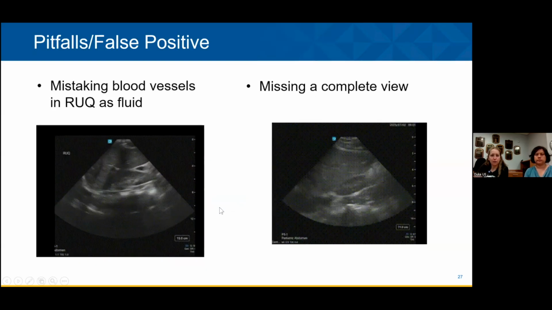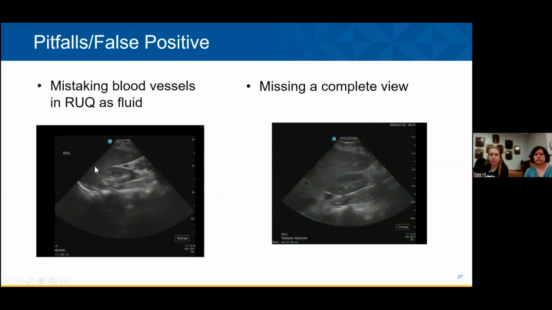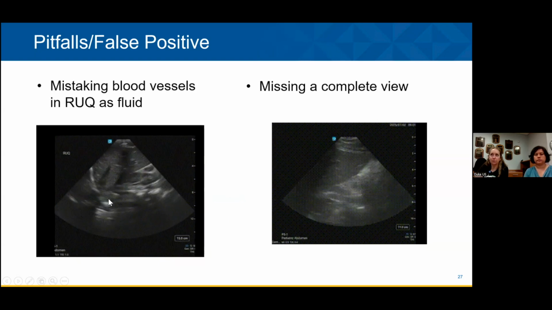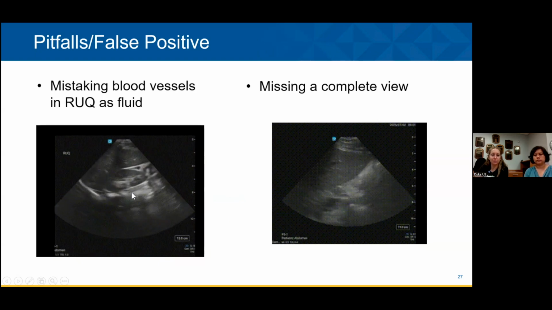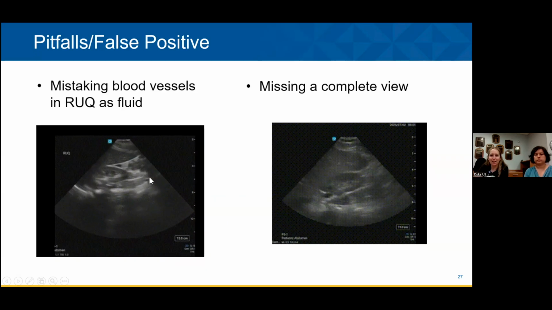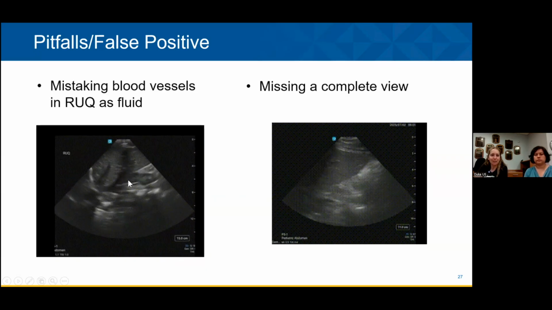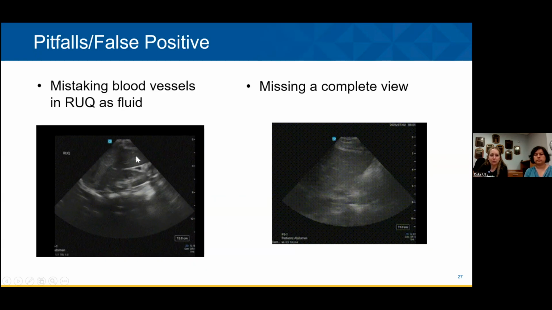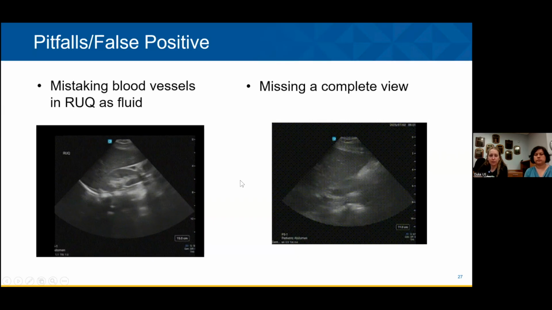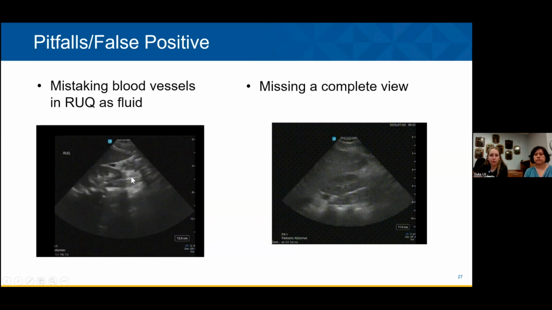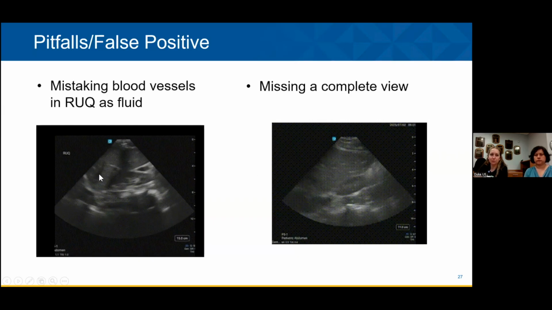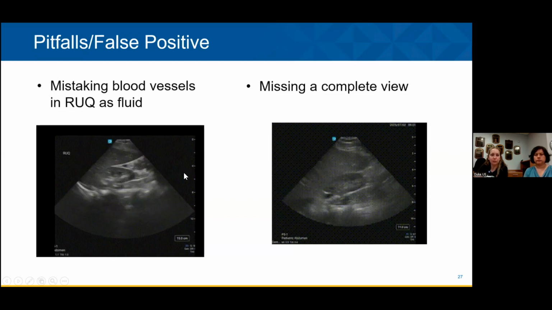Two other pitfalls. When you are doing it fast and you're looking at the right upper quadrant, just be mindful that there are blood vessels in there, your hepatic vessels and your IVC. Sometimes those can be mistaken for free fluid. You can put color on those. Knowing that they're there also helps you to avoid calling them free fluid.